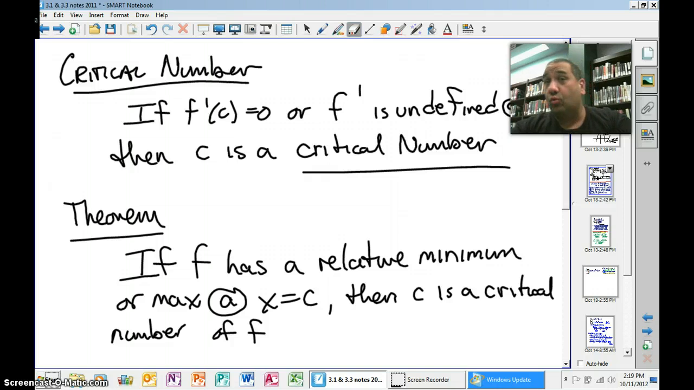Critical number. A critical number is when you set the derivative equal to 0. Then c is a critical number. That's all this says. You could pause and look at it for about 3 hours, but that's all it says.